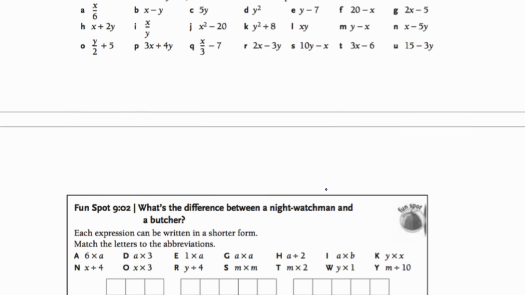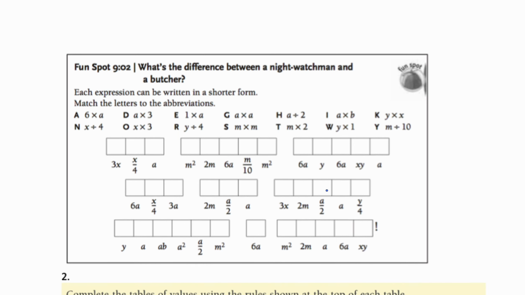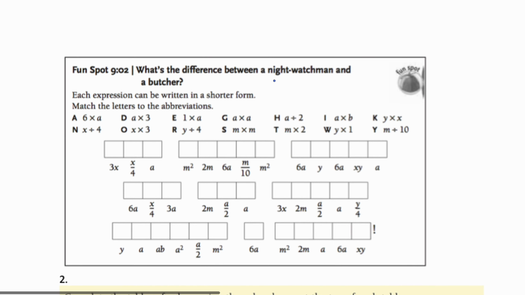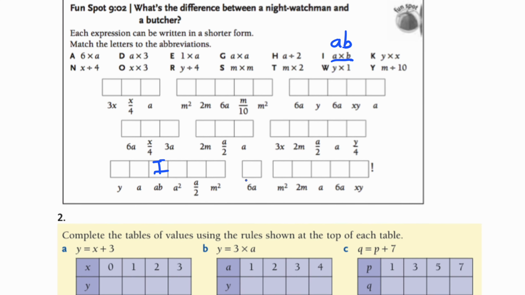Okay. Then we have a short puzzle. Okay, with a joke, I believe. So each expression can be written in a shorter form. So this is just like product notation. So for example, this one here is a times b. That's just ab. And that's the letter I. So you just find ab down here and you put in a letter I. Okay. And this will spell something at the end.